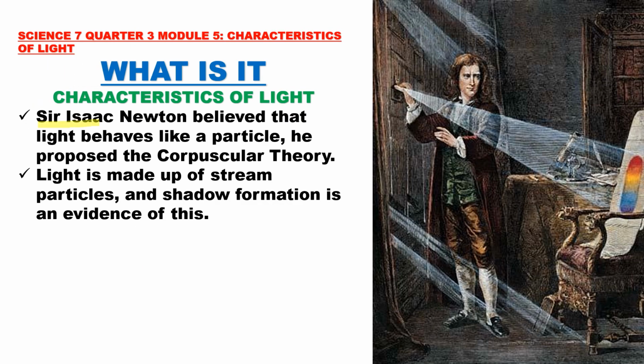Sir Isaac Newton believed that light behaves like a particle. He proposed the corpuscular theory. According to Newton, a source of light emits many minute, elastic, rigid, and massless particles called corpuscles. These particles travel through a transparent medium at very high speed in all directions along a straight line. So according to Newton, light is made up of a stream of particles, and shadow formation is evidence of this.